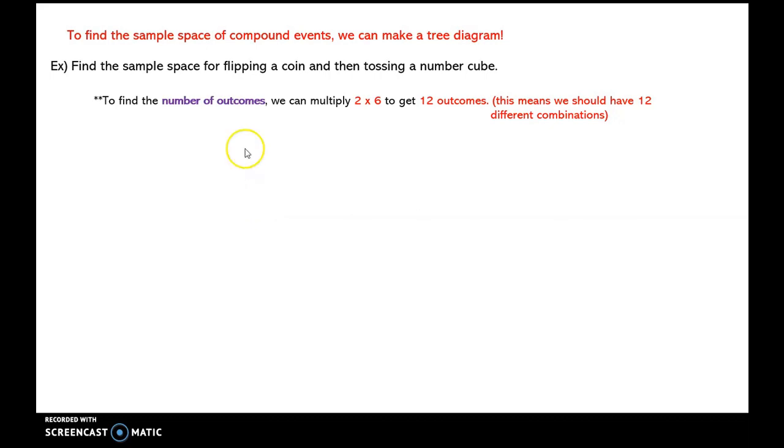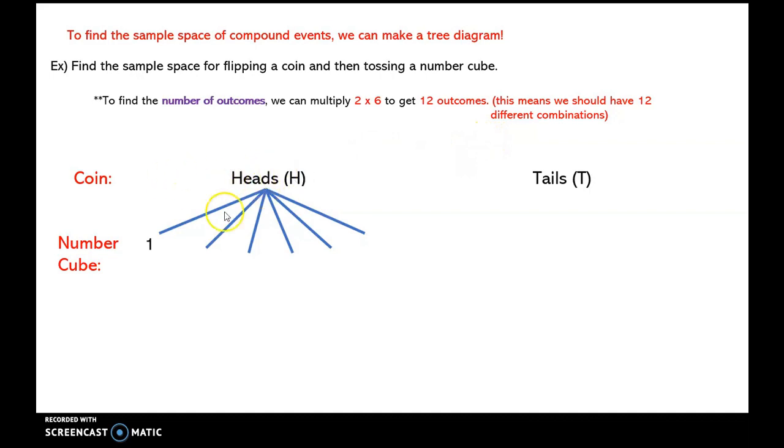Let's pretend we flipped the coin first. If we flip the coin first, we're either going to get heads or tails. Now after we flip the coin, we're going to toss the number cube. When we toss the number cube, we're either going to get numbers 1, 2, 3, 4, 5, and 6. So I'm either going to get heads on the coin and 1 on the number cube, heads on the coin, 2 on the number cube, heads on the coin, 3 on the number cube, and so on.